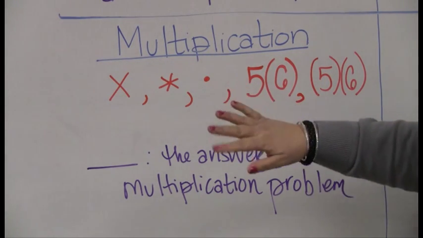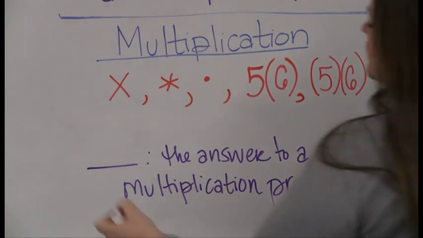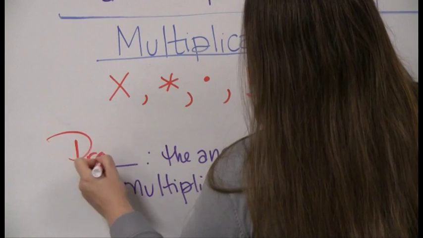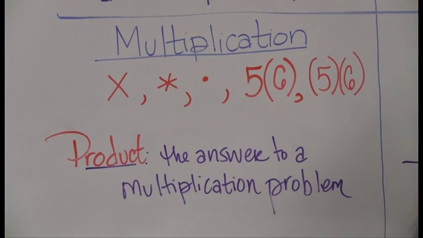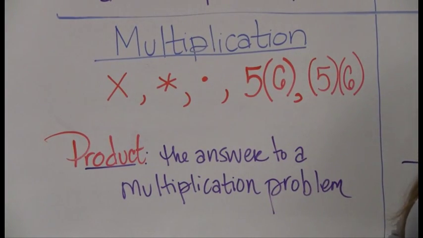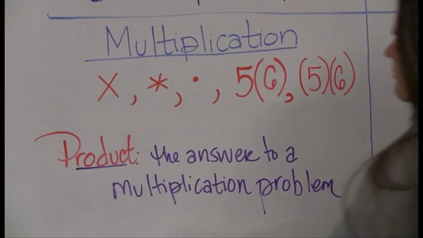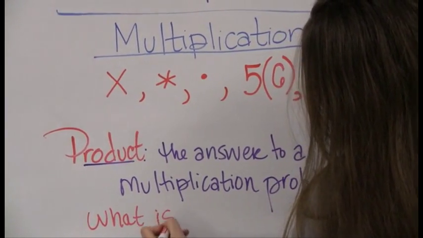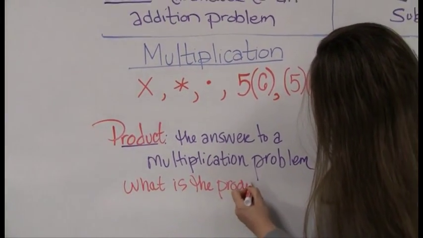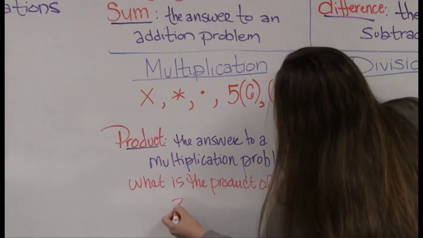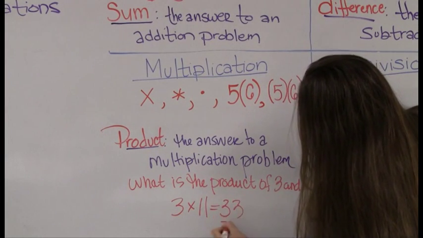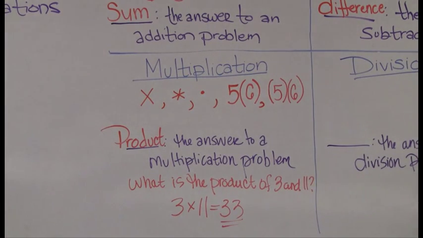Okay, and the answer to all these problems, no matter what symbol I use, the answer to a multiplication problem is called a product. A product. Now, this is probably one of the first things I've said that surprised you. For some reason, most of my students don't know this name. But just like I can ask you for a sum of 2 numbers, and I'm asking you to add, I can ask you for a product of 2 numbers. Okay? So, for example, if I asked you what is the product of 3 and 11, I would be asking you to multiply. So the product of 3 and 11 is 3 times 11, which is 33. Okay?